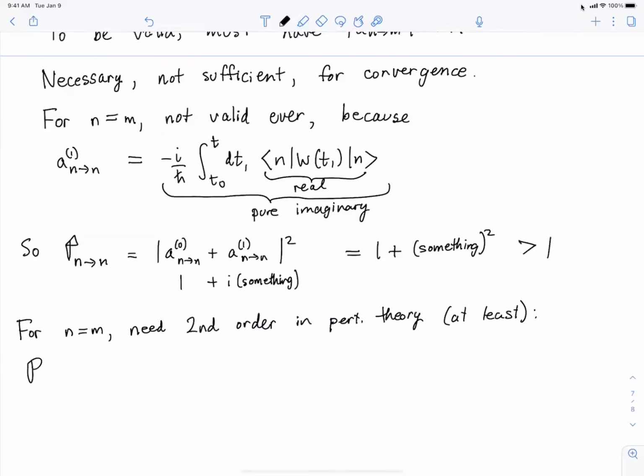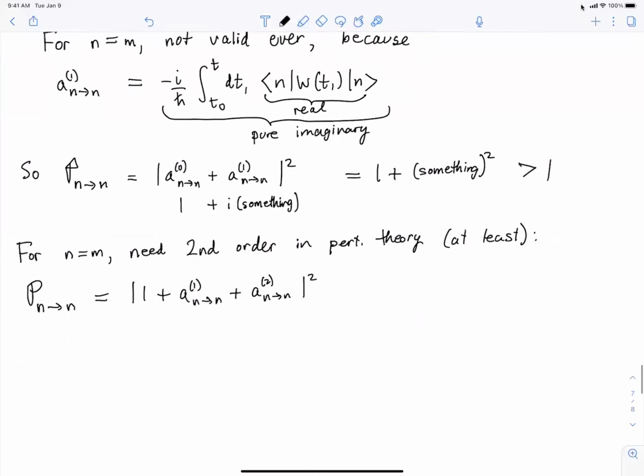And so when we write the probability for n to stay as the state n, we should write 1. That's really my A0, n goes to n term, plus A1, n goes to n, which we know is a pure imaginary number, plus now we're going to include A2, n goes to n, and then square the whole thing to get the second order in perturbation theory.